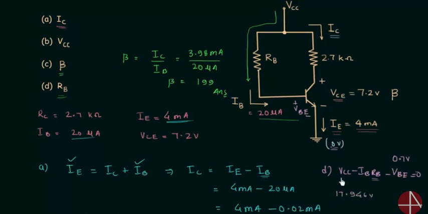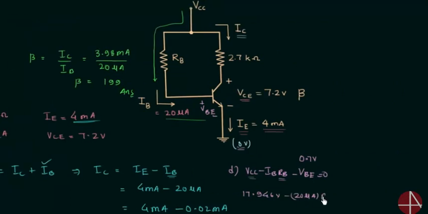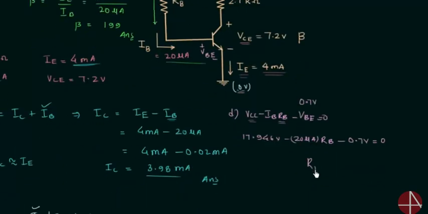So we have 17.946 volts value of VCC minus 20 microamps multiplied with resistance RB minus 0.7 volts equal to 0. From here we have RB equal to 17.946 volts minus 0.7 volts divided by 20 microamps. So the base resistance is equal to 862.3 kilo ohms. When you solve this, you will have this value as the value of resistance RB.